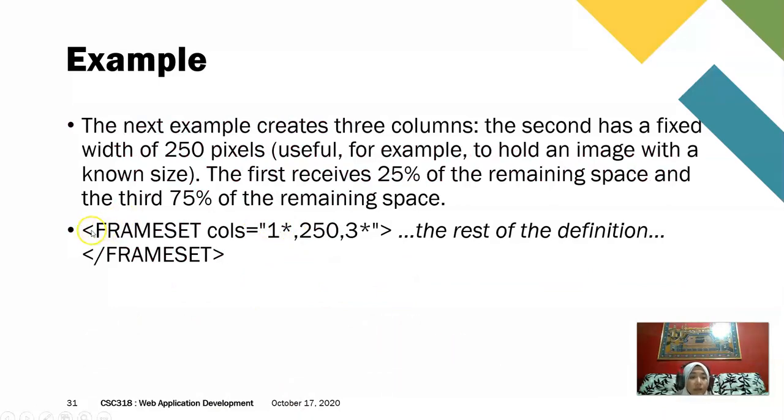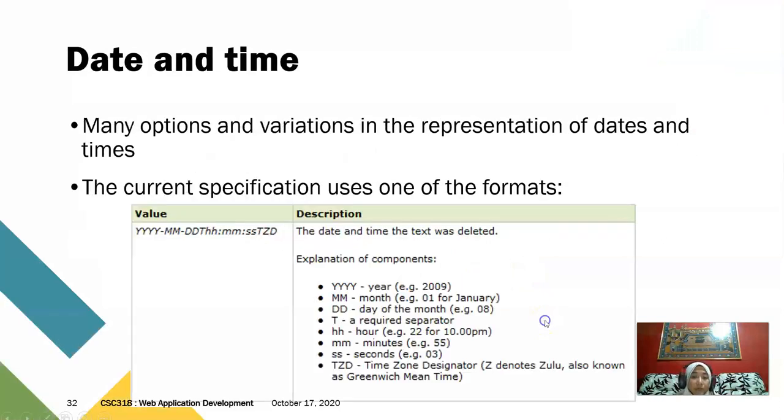Last time we had frameset in HTML, but now we don't have it in HTML5. I just show you how to use it, for your extra knowledge. So if you want to have 75%, 25%, this is an example. We have 250 pixels, then 3 star which is 30, 1 star which is 10. The total must be 100. So we have 3 columns here.